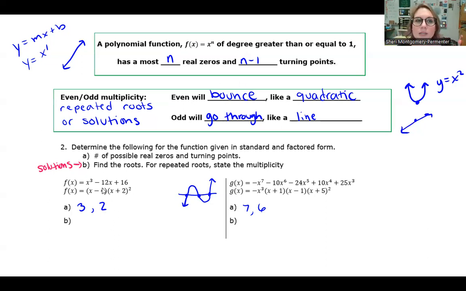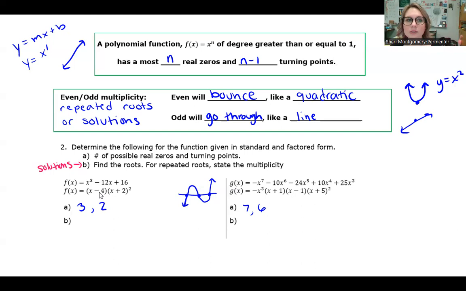So what we're going to do is not look at standard form anymore. We're going to look at the factored form. With factored form, you can figure out the solutions. That's when we set every single factor equal to 0 and solve them. And these are not going to take you any time because they're very simple.